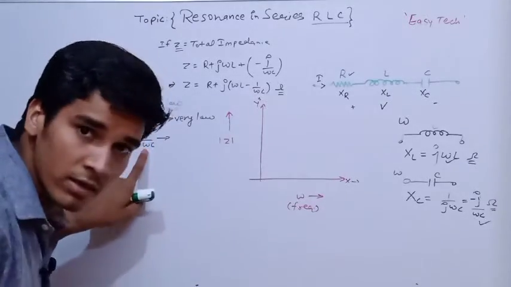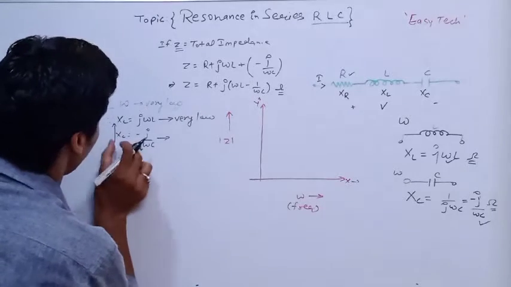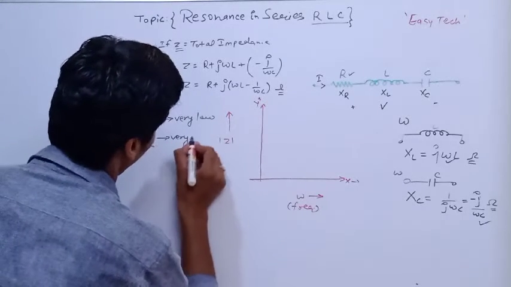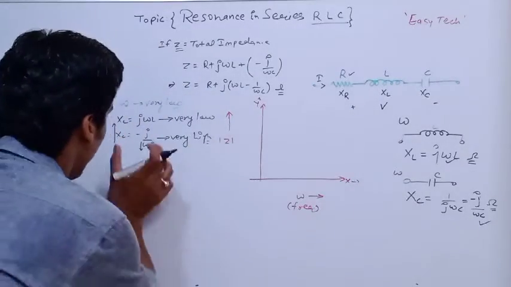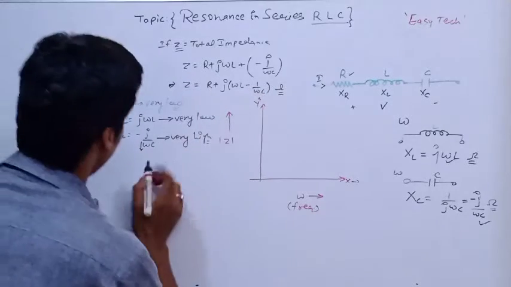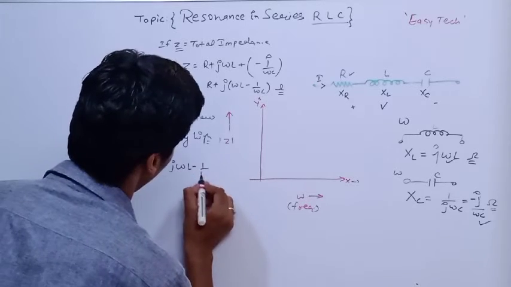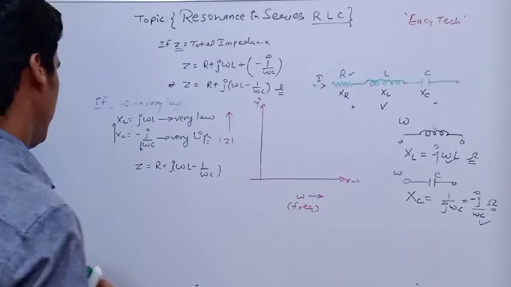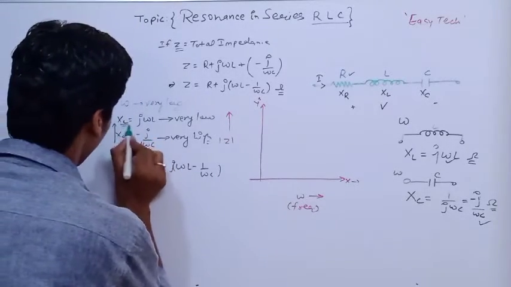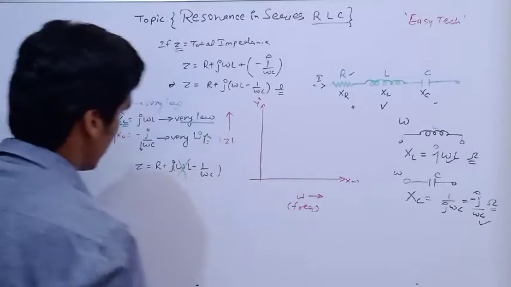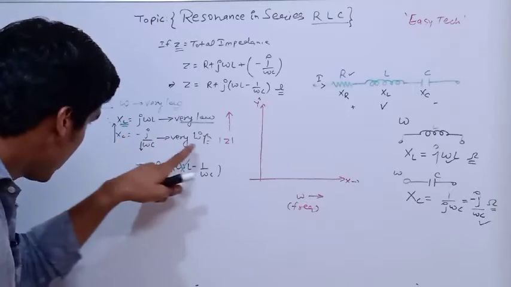Omega is in the denominator term. Okay, if this omega is very low, then the capacitive impedance will be very high. This capacitive impedance will be very high. So for the total impedance value, Z is equal to R plus j omega L minus 1 upon omega C. Okay, just focus on what I'm trying to say. If this inductive impedance is very low, we can ignore this term. We can ignore this term because XL will be very low, but XC is very high.